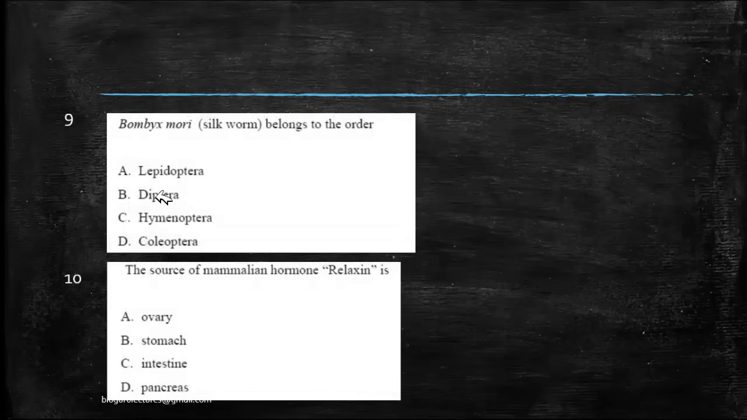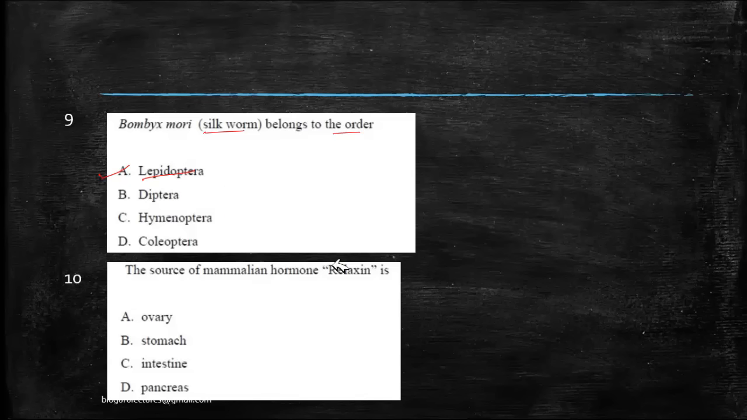Now we look at Bombyx mori, the silkworm. It belongs to the order, a question from diversity, Lepidoptera. This is the one it belongs to, and here you'll find the butterflies and the silkworms or moths, generally present in this order of organisms.